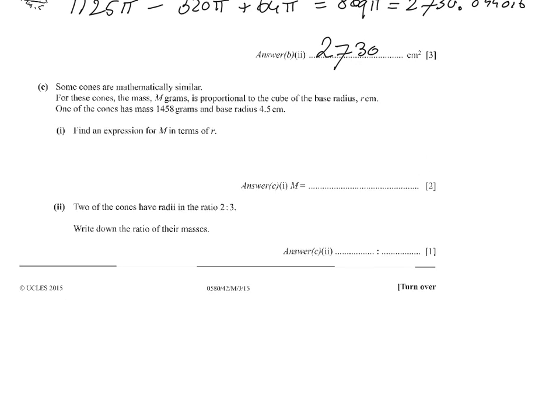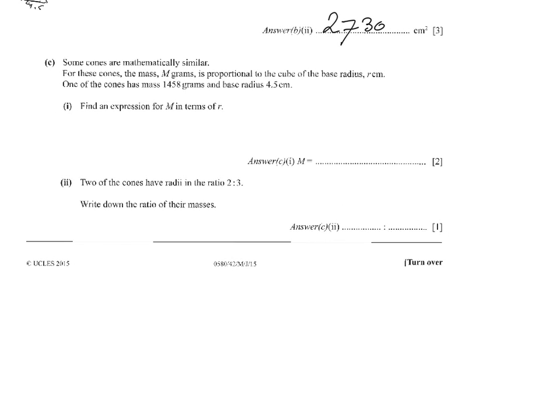Nice. Moving on. Part C, question C. It says the following: some cones are mathematically similar. So I think we've left the flower pot now. For these cones, the mass m in grams is proportional to the cube of the base radius r. Yes, because as you have learned, if you look at similar figures, then lengths are proportional. The areas of those similar figures are also proportional, but then squared. And the volumes, so the mass, is always to a particular scale factor cubed.